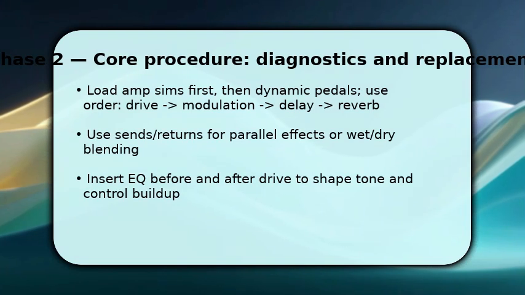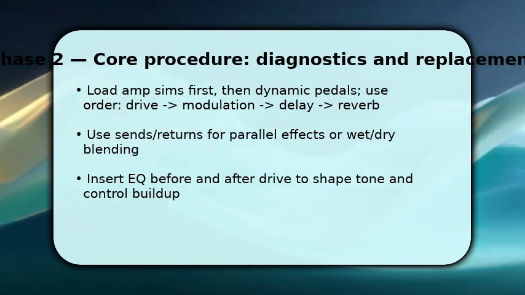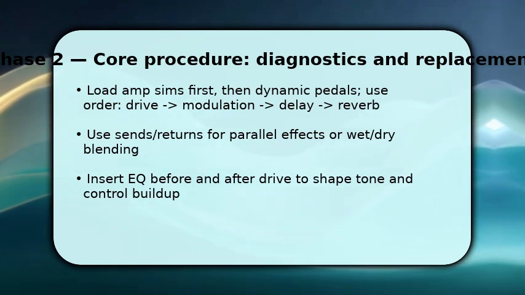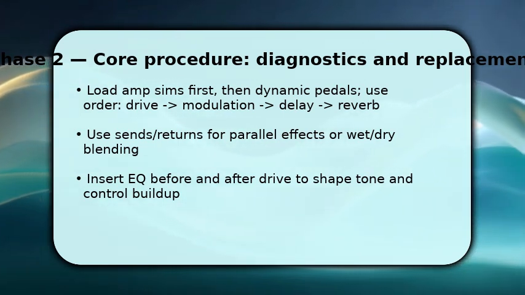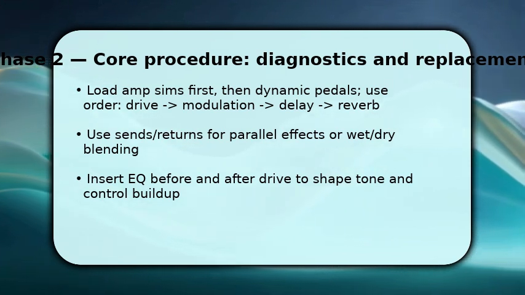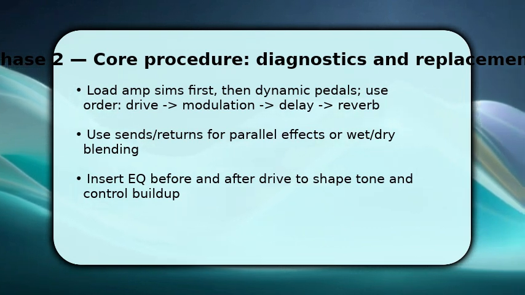Next, you build the pedal chain and routing. Place amp simulator early, then drive pedals, followed by modulation, delay, and reverb, because distortion before time-based effects creates clearer repeats. If you want parallel effects, send to an aux bus and return at controlled wetness. This preserves core tone while adding ambience.